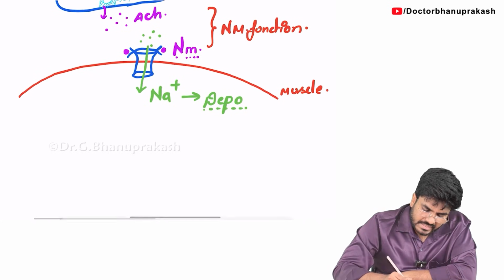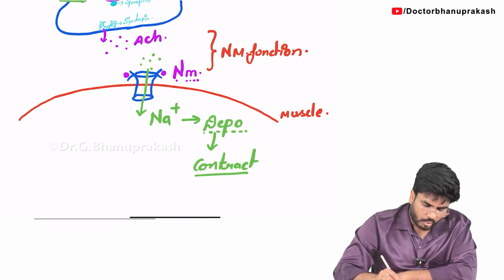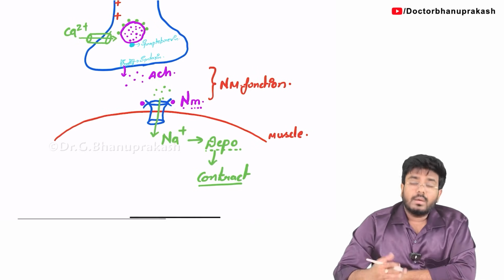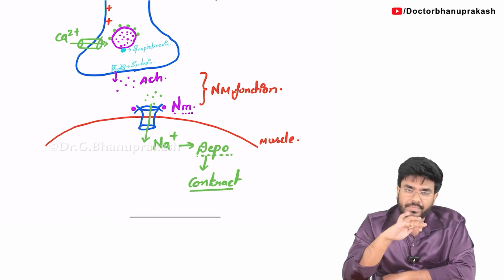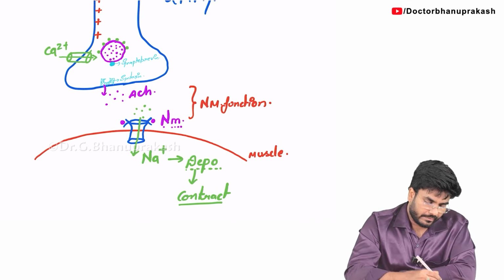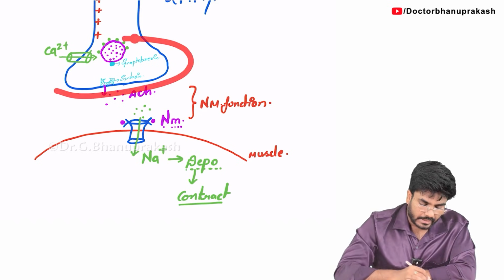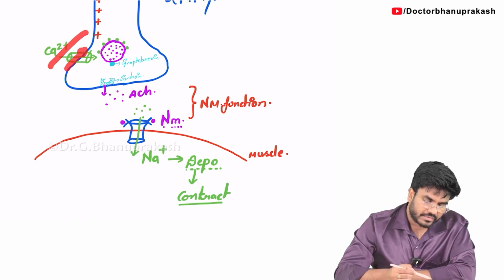So you tell me, when a muscle is undergoing depolarization, the muscle will contract. This is how muscle contraction occurs. So now tell me, what exactly is happening? Whenever a neuron is getting depolarized, when the depolarization reaches the nerve terminal, depolarization opens which channels?